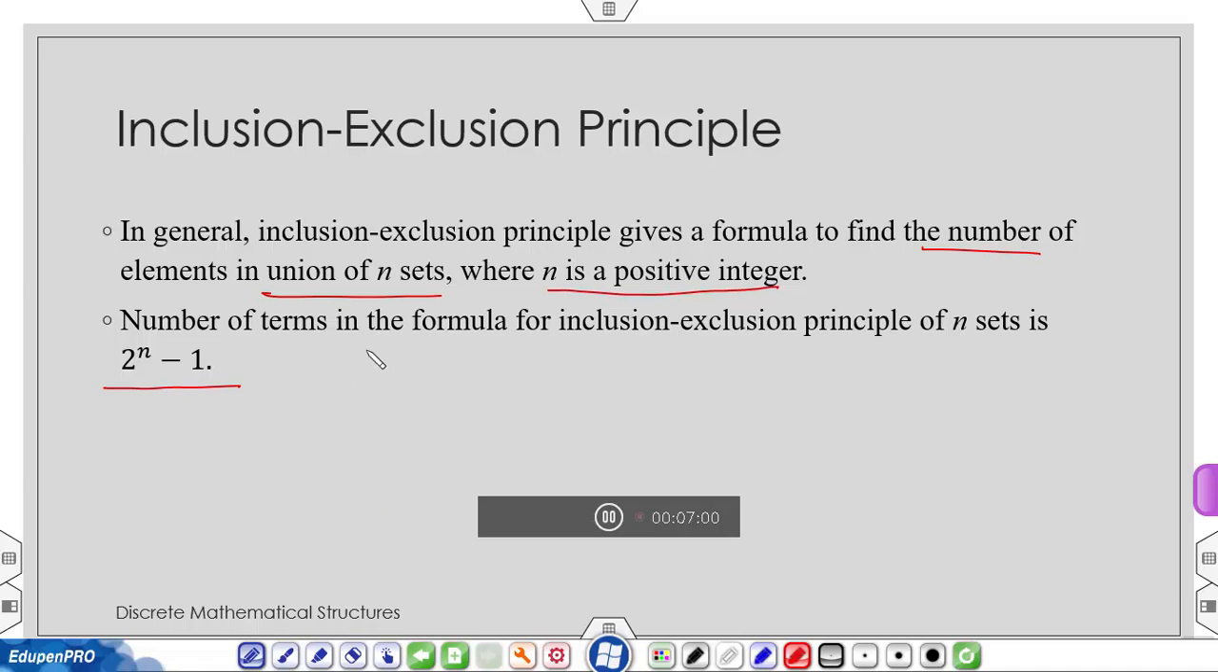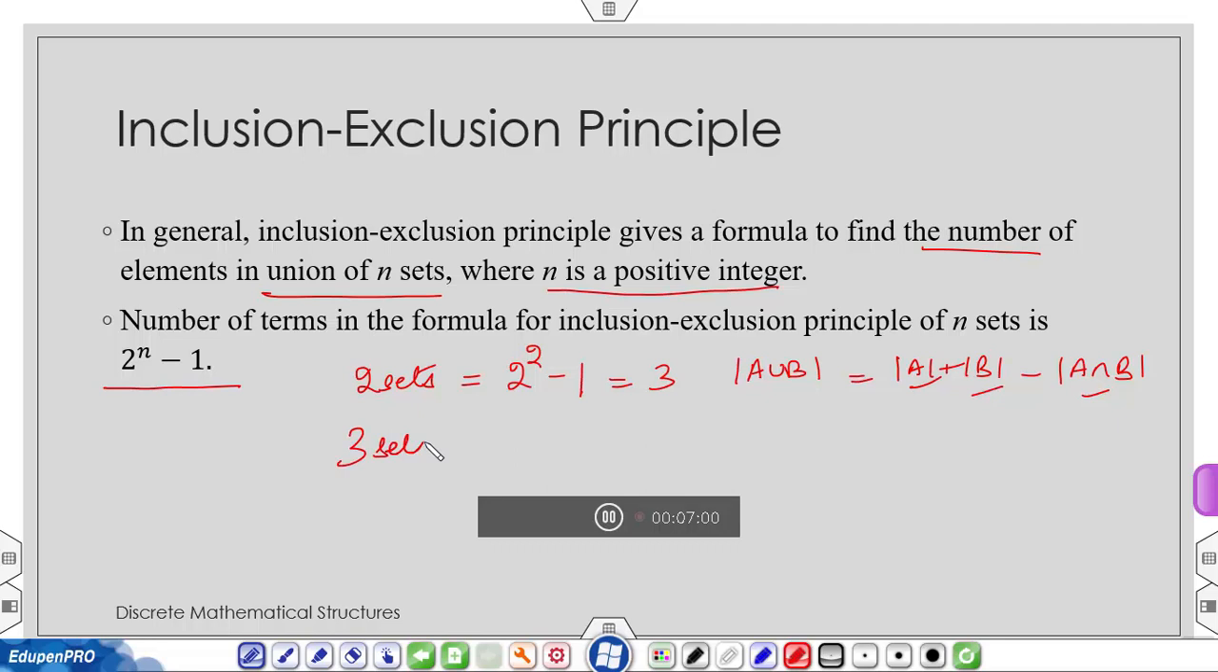That means when we apply the inclusion exclusion principle on two sets, the number of terms in the formula will be 2 raised to the power 2 minus 1, which is 3. And this is true. We just saw that the number of elements in A union B is equal to the number of elements in A plus B minus A intersection B. So this has 3 terms.